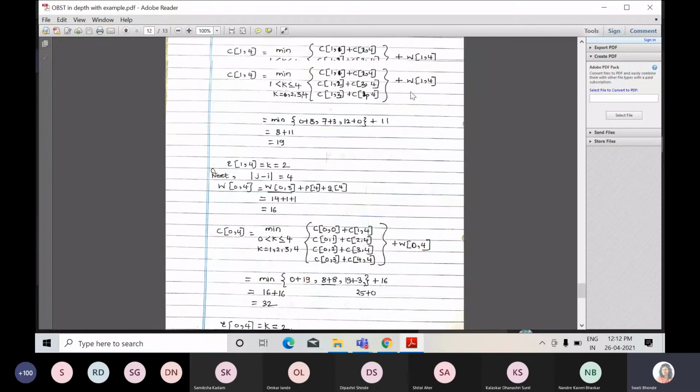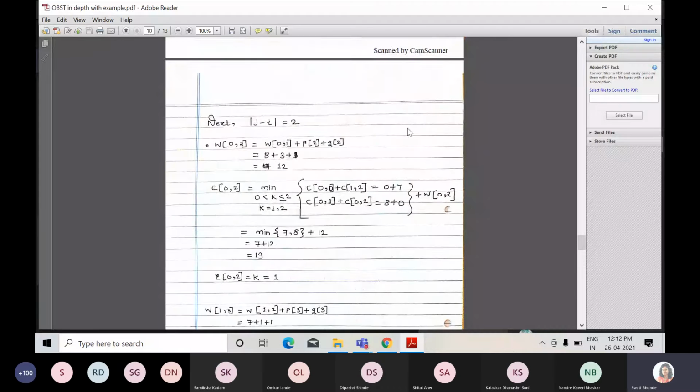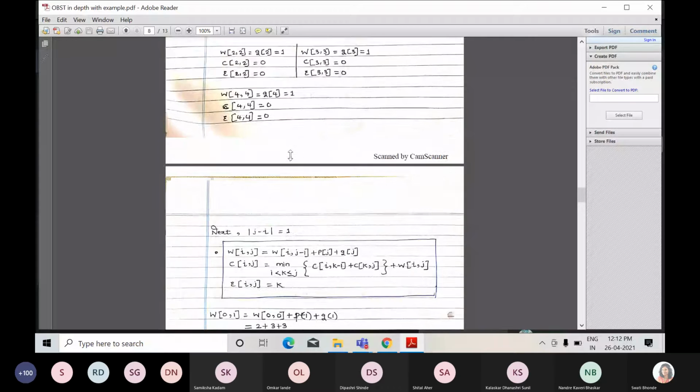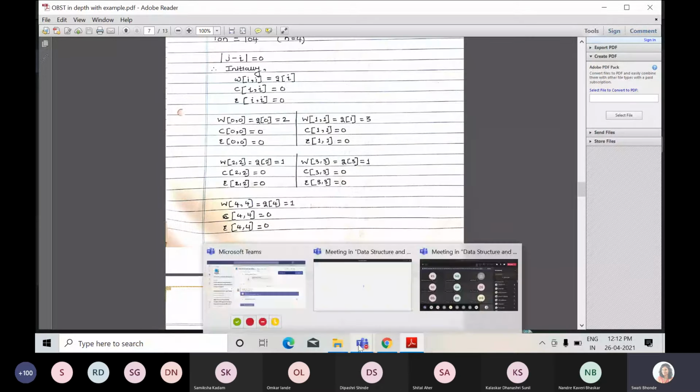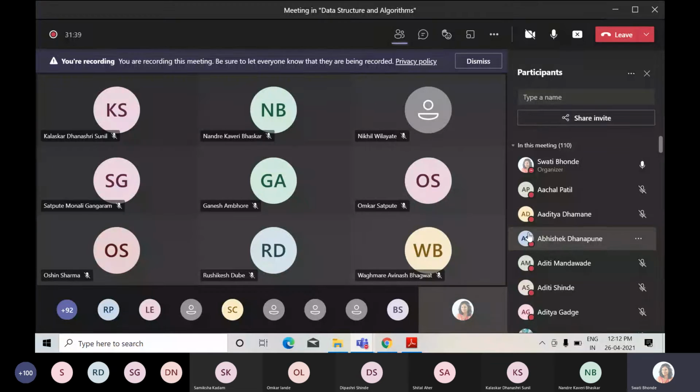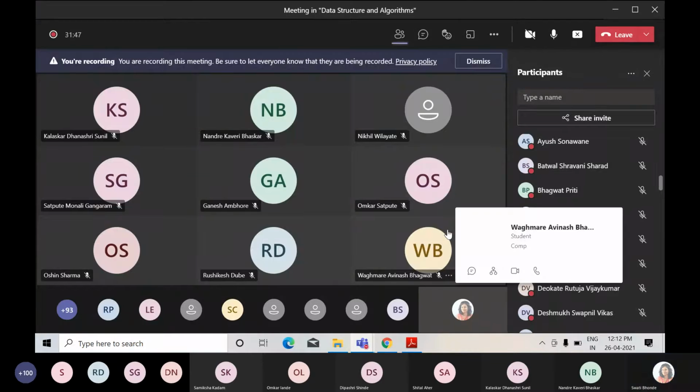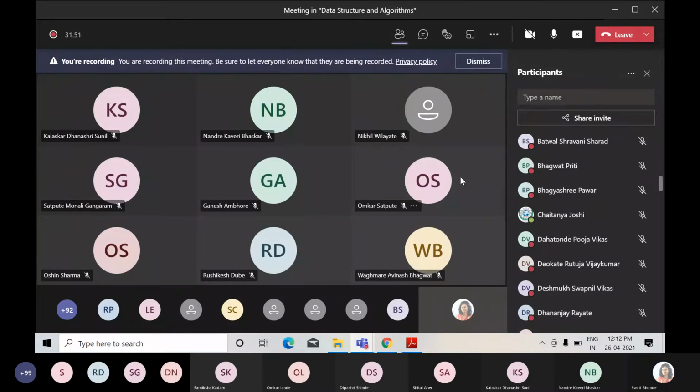Chaitanya, do you understand? How to fill row number 1? First row 0. If you will not understand, then it's of no use. Chaitanya Joshi, are you there? Preeti, Bhagwat Preeti? Preeti, have you understood how to fill? Yes, ma'am. Okay, fine. So we'll proceed further, no problem. So those who are there, try to understand.